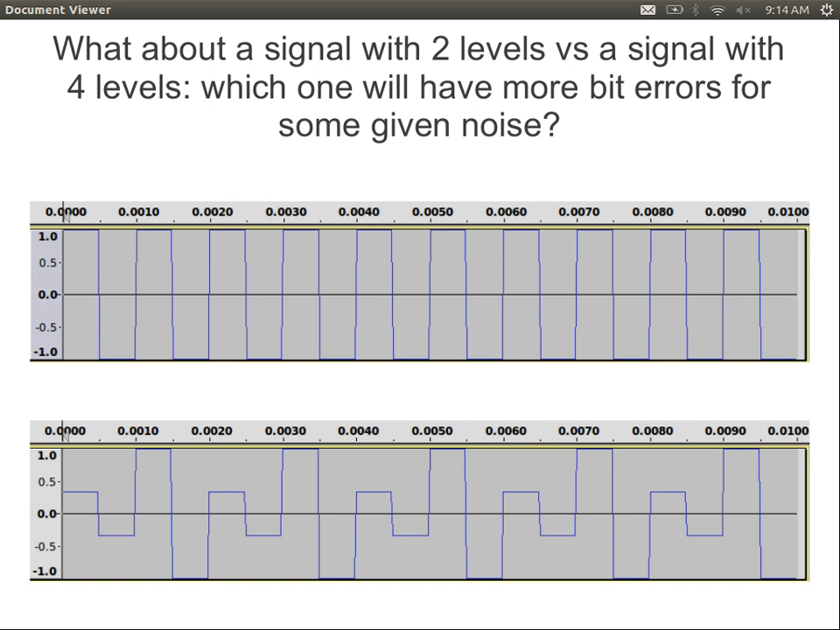So we're not limited to just using 2 levels. In theory, we can have as many levels as we like. Here we compare the difference and see how it impacts upon the number of errors and the data rate. So if we want to be able to transmit 2 bits per level, we would need 4 different levels because we have 4 combinations of 2 bits. If we wanted to transmit 3 bits per level, we'd need 8 different levels.